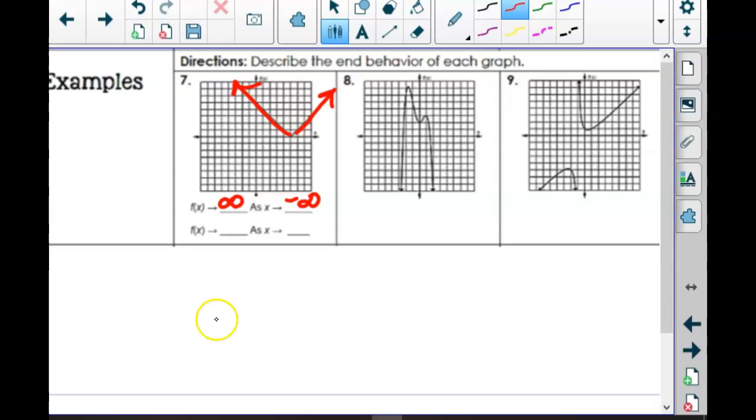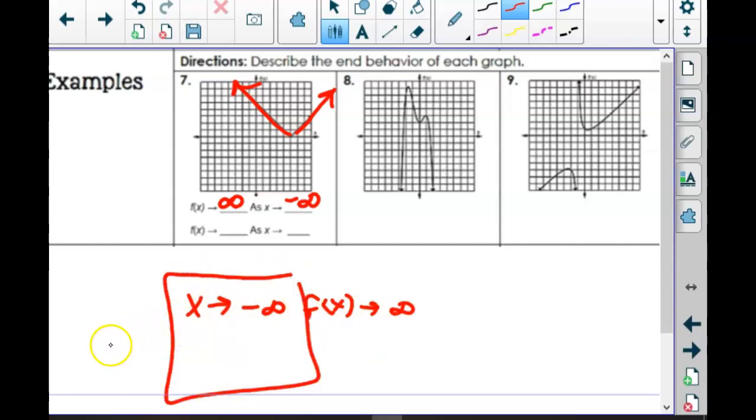Make sure, sometimes Delta Math might do it in this order. Different teachers, different texts, different softwares do the x first and then the y. Some do the y first and then the x. You just got to know that x always means either left or right, okay? So what's the bottom one? As x approaches, what do I not have yet? Positive infinity, it's still going up. Everybody good? So your x's have to be left and right, but your y's can be the same because they could be both ends up.